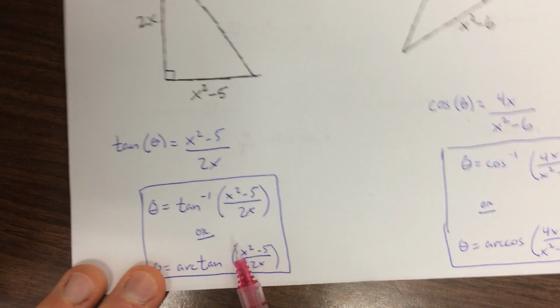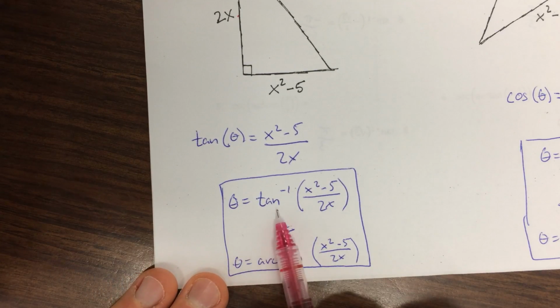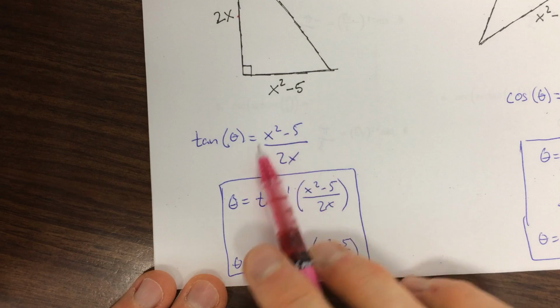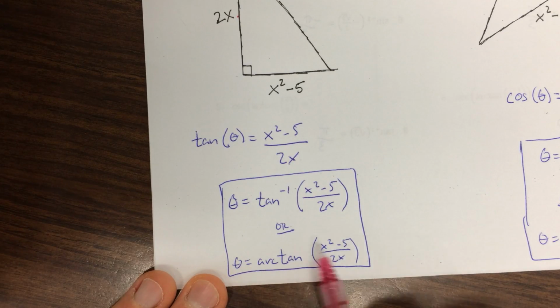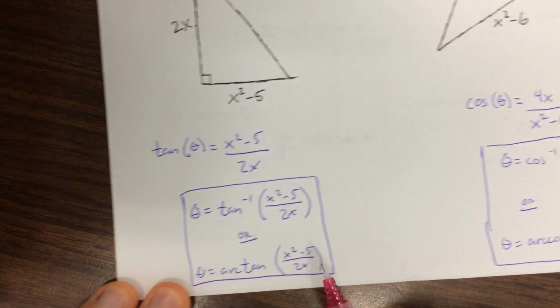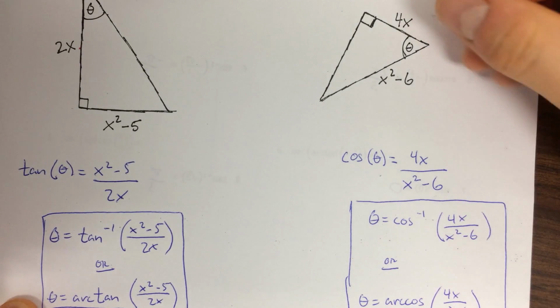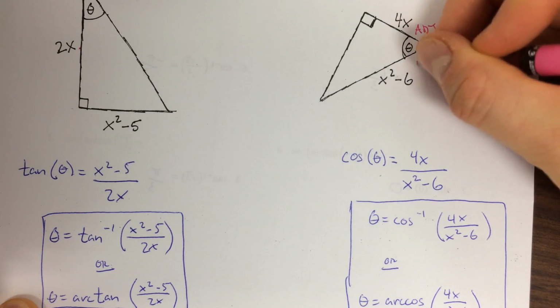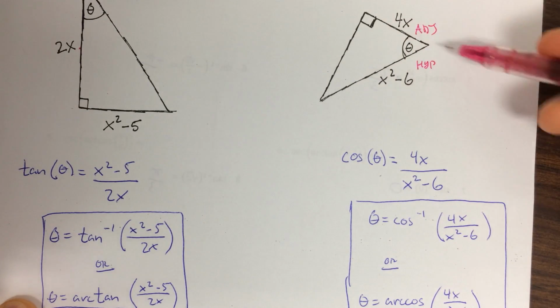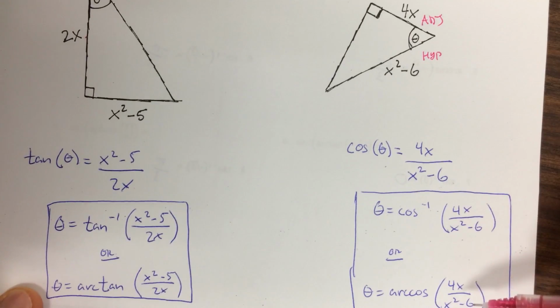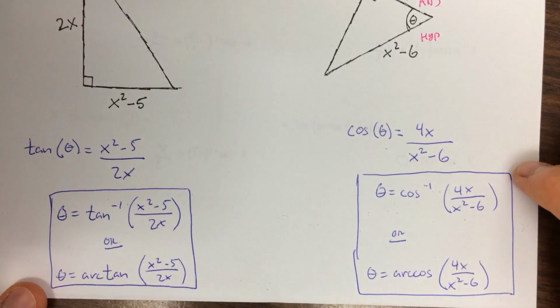So our solution there would be tangent of theta, and theta is equal to tangent inverse of this. Theta is equal to arctan of that. Similar thing here, we're given the adjacent and the hypotenuse, and so we use cosine and simplify it as that.